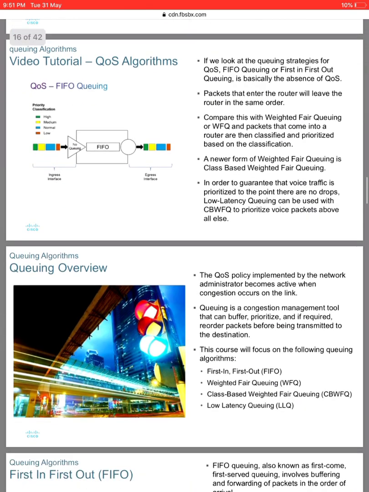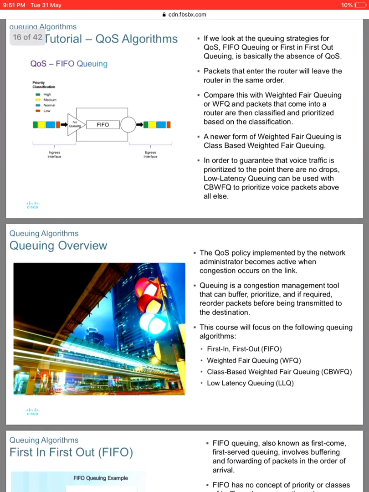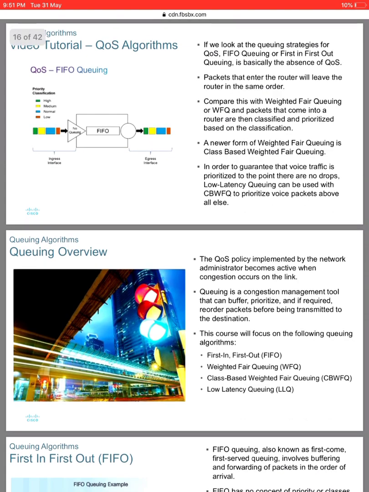So, the second one is FIFO queuing. You know what FIFO is? FIFO is first in, first out.